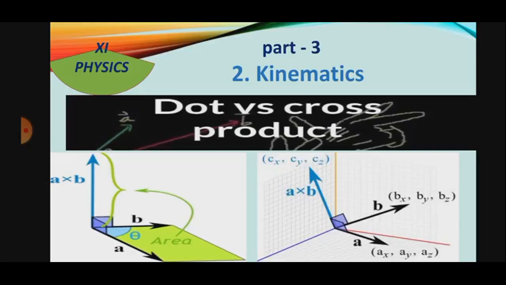The dot product we call the scalar product, and the cross product we call the vector product, and we also discuss the properties of these two products. Let me start with multiplying vectors. For multiplication of vectors, three possibilities are there.